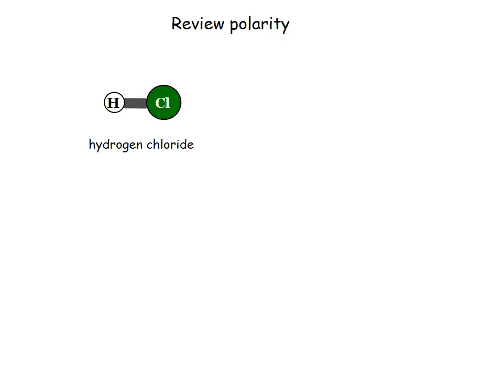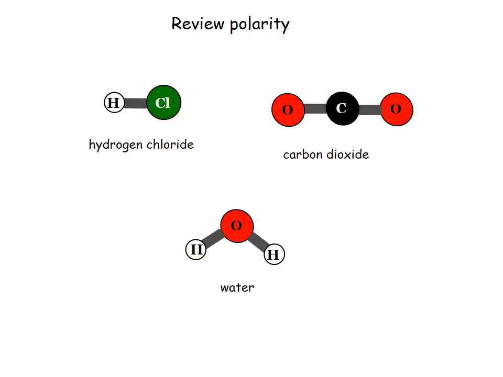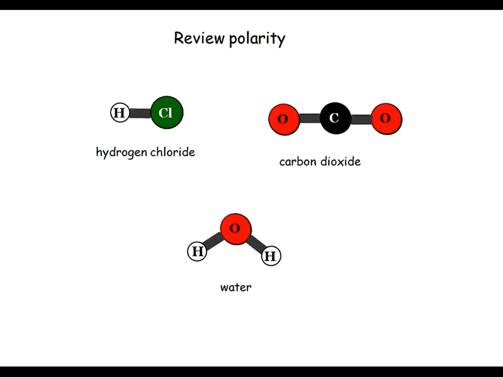Now, we're going to review polarity with 3 molecules. We have hydrogen chloride, we have carbon dioxide, and we have water. Because I want to make sure everybody understands the difference between a polar bond and a polar molecule. Okay, we have our 3 molecules here: hydrogen chloride, carbon dioxide, and water.